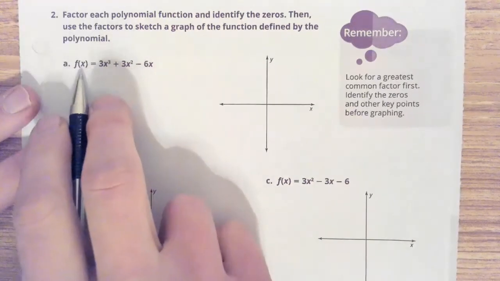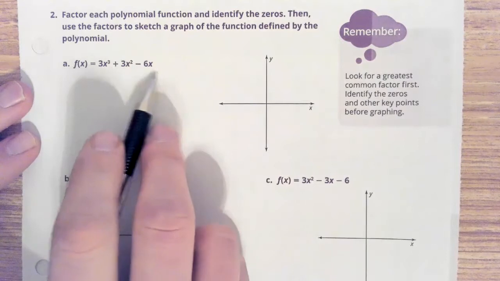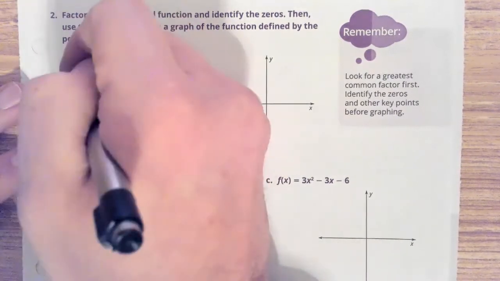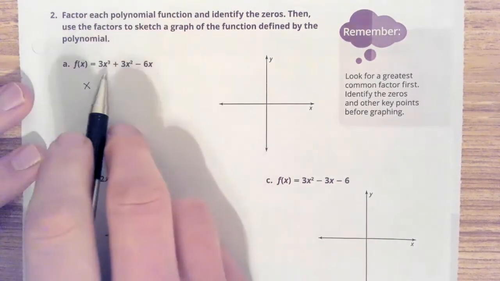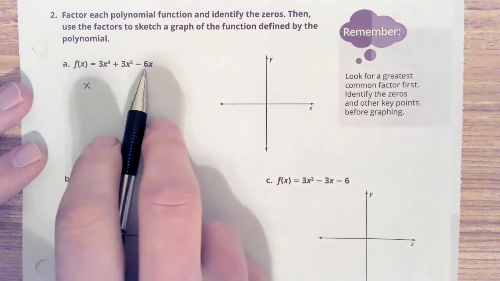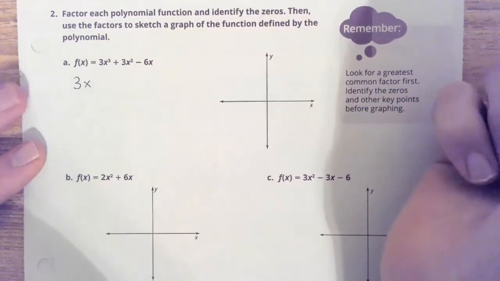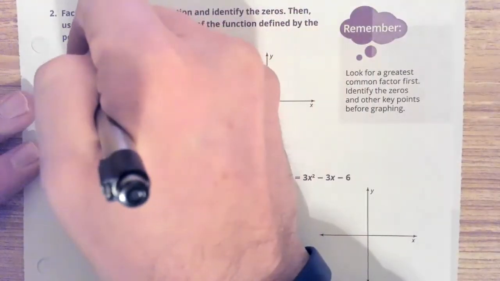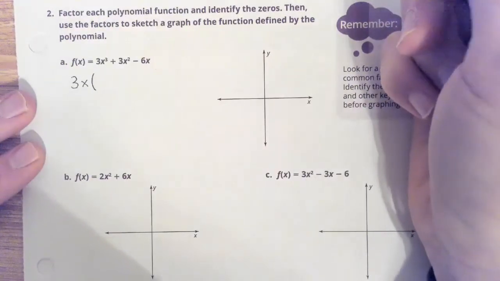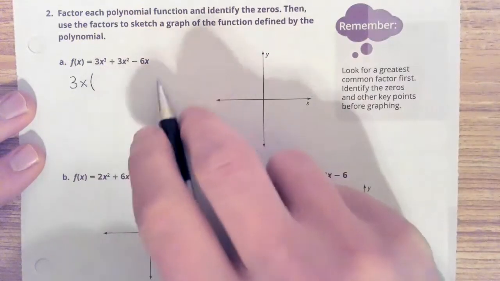Okay, so the greatest common factor here, it looks like each one of these terms has an x, at least one x. So we'll go ahead and pull that out for sure. And then the largest value that can go into 3, 3, and -6, well, that would be 3. So 3x is our greatest common factor. Now in parentheses, what's left? If I take out the greatest common factor, what's left in this function here?